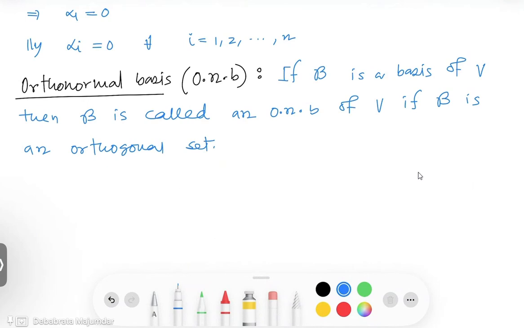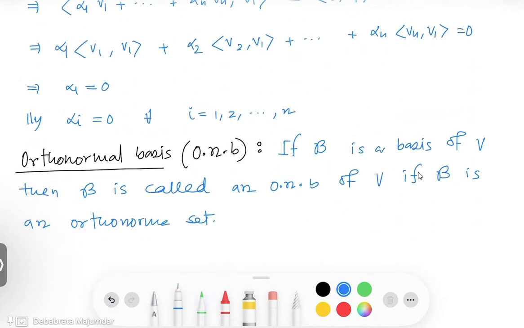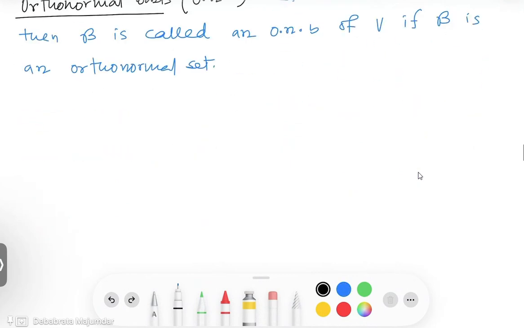Okay, read it. So I am writing orthonormal, right? If a basis is itself an orthonormal set, then I will say the basis is an orthonormal basis. Okay, so theorem: Gram-Schmidt orthogonalization process.